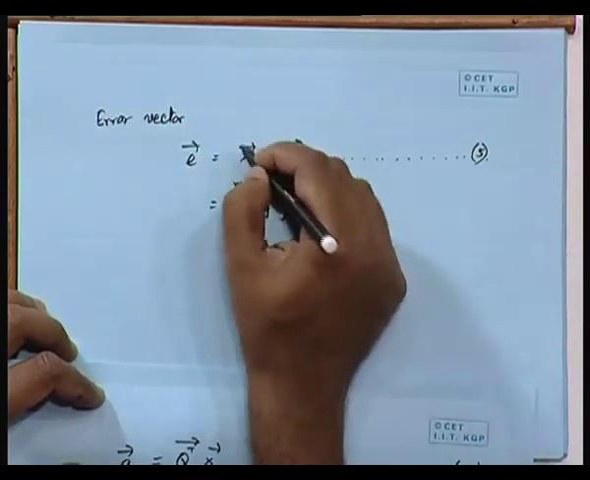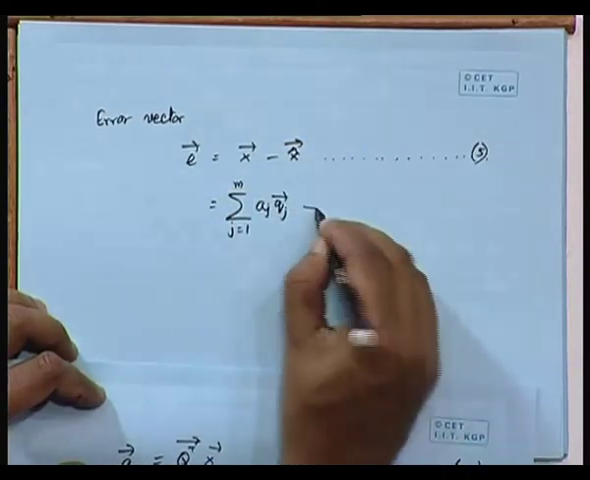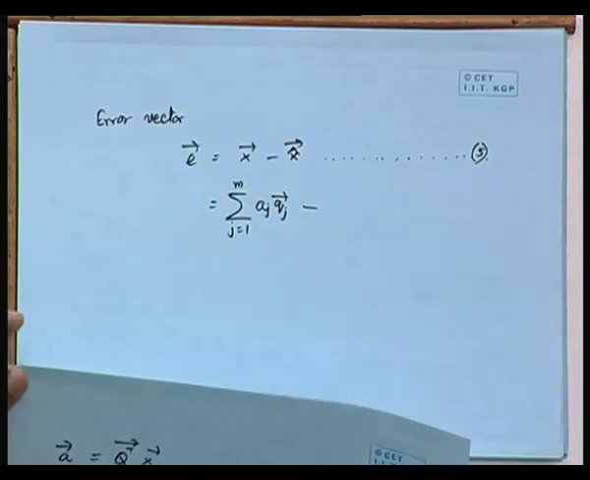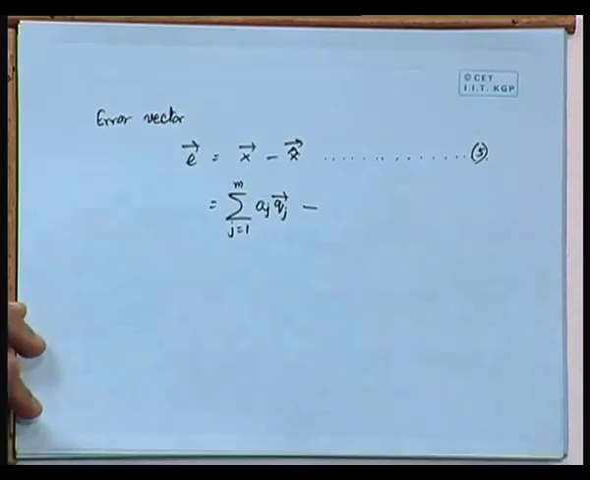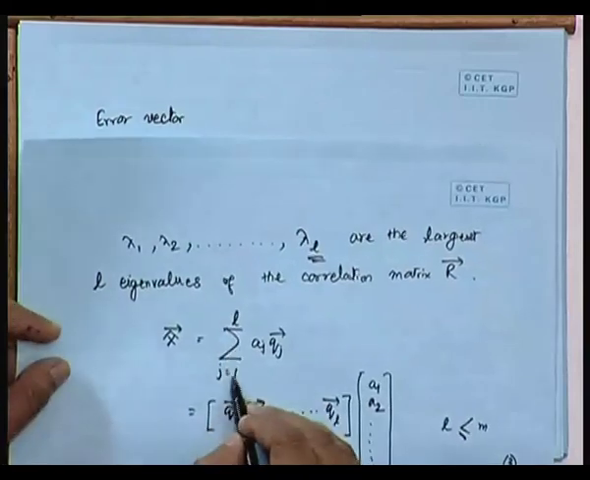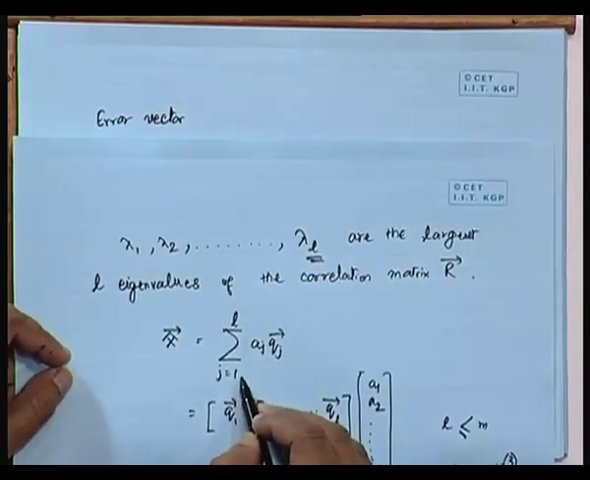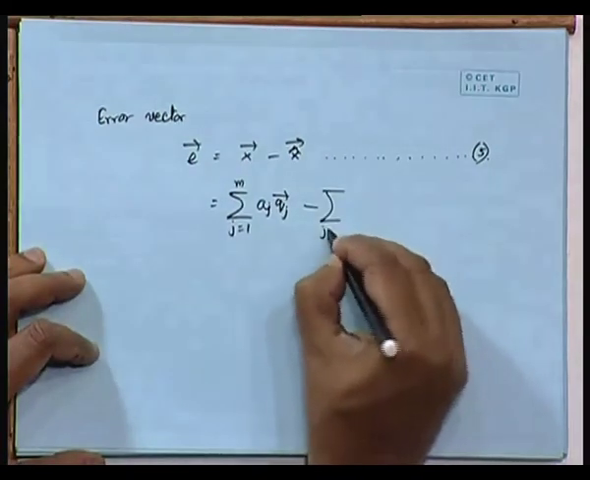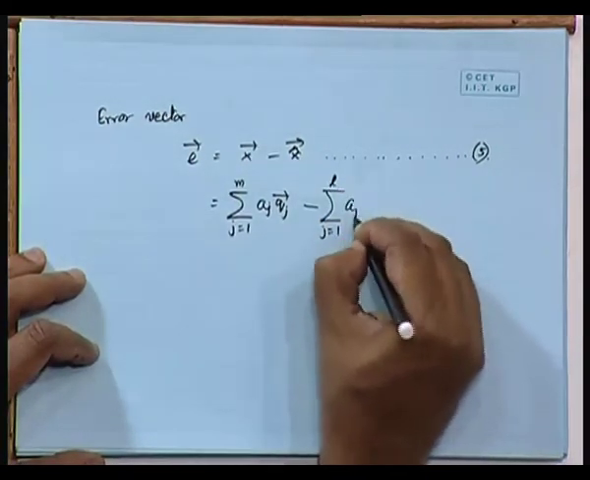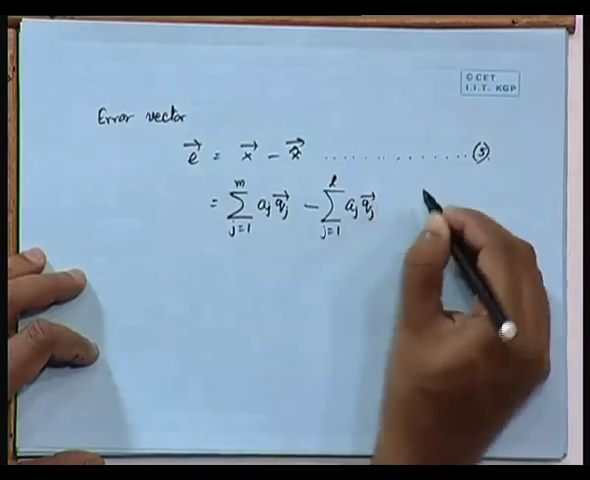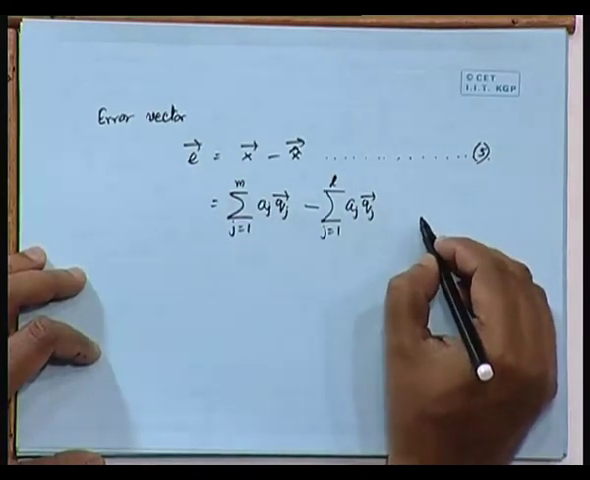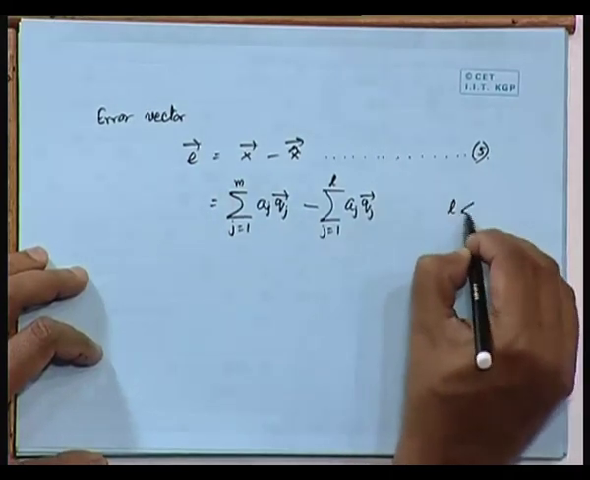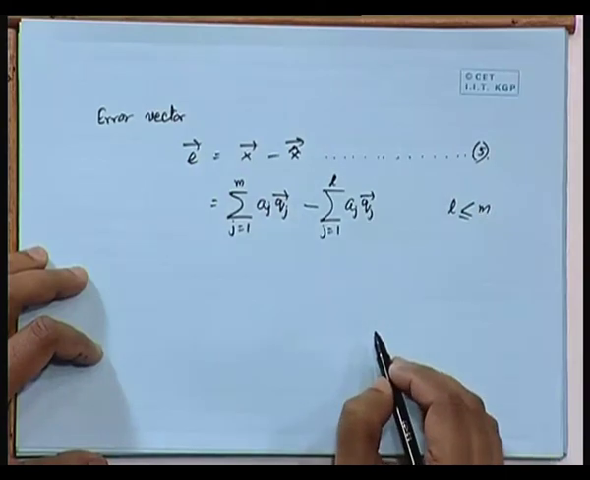This is the substitution for x, and the substitution for the x cap term is going to be, you see, x cap is the summation of aj qj only, but j is equal to 1 to L. So, this is equal to the summation j equals 1 to L of aj qj. And in this case, L is less than or equal to M.